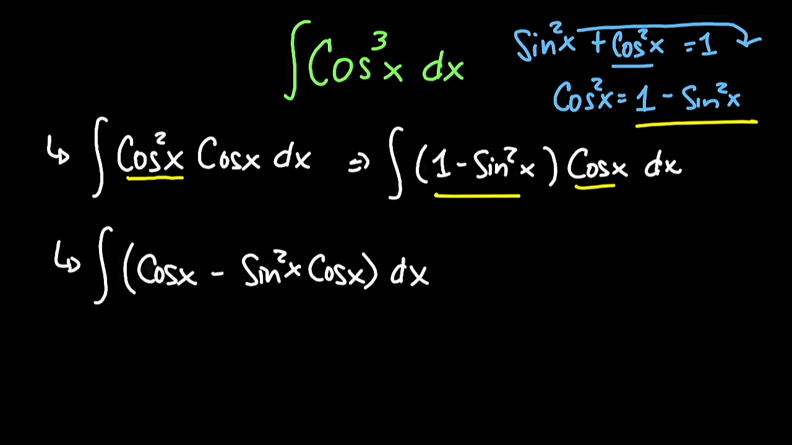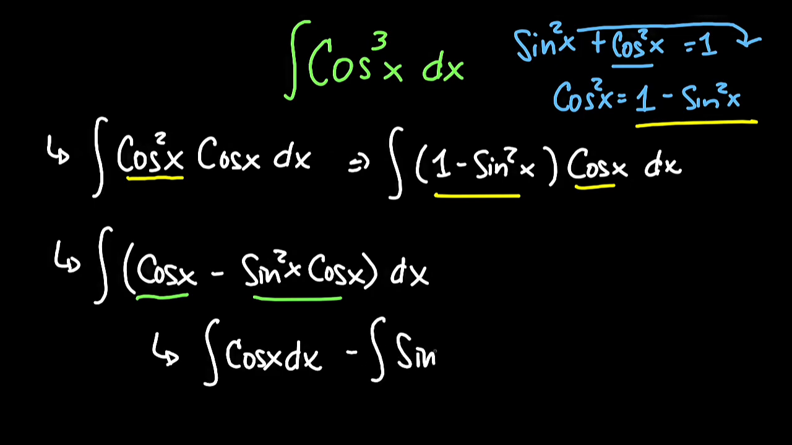We can split this integral into two parts. This would be the integral of cosine of x and distribute dx. Since this is negative, this would be minus the integral of sine squared of x multiplied by cosine of x dx.